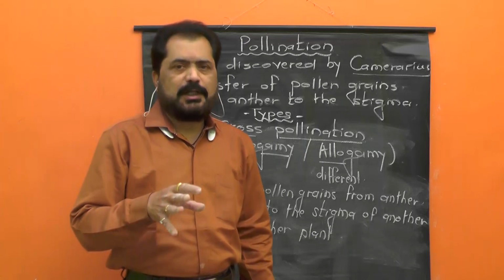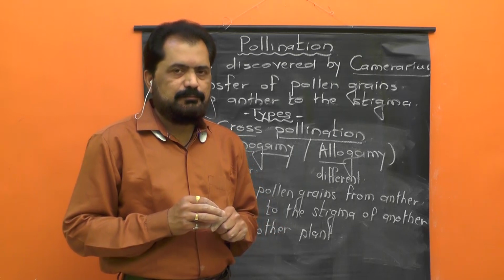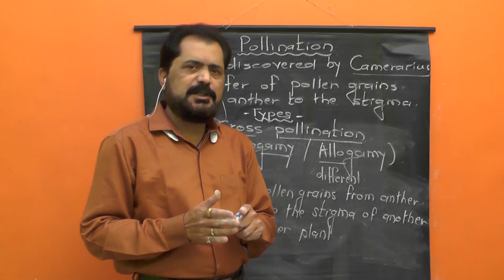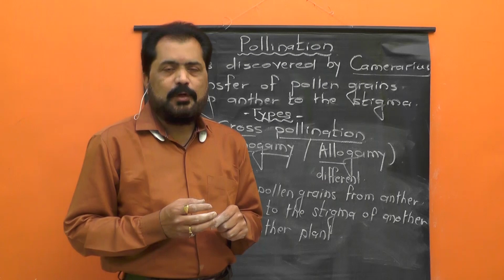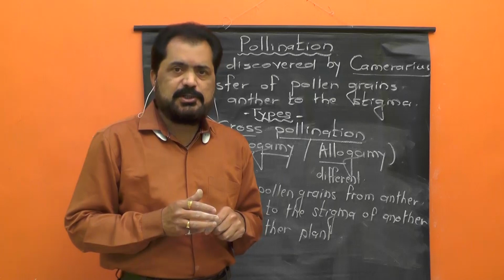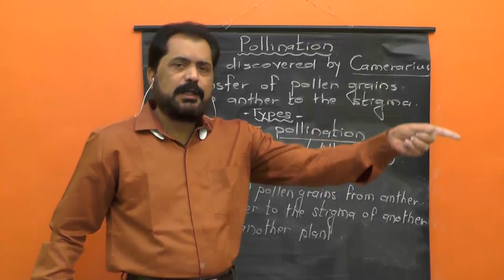Pollen grains are non-motile structures. Means what? The pollen grains do not have ability of independent movement. They cannot move themselves, and they cannot reach independently up to another plant. And that's why the pollen grains are to be carried from one plant to another plant by certain agents.